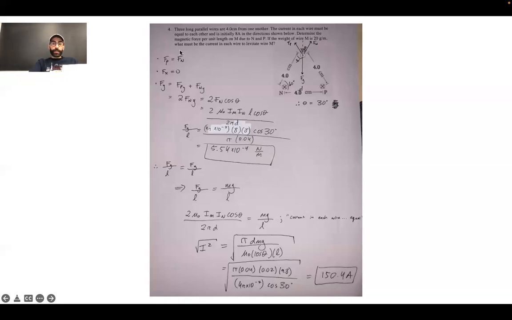We need to be able to make it such that FP is equal to FN. Otherwise, if FN was greater than FP, we know this wire right here would be floating upwards to the right. We know that's not the case. We know it's stuck here. Additionally, we know that the x components of both of these forces cancel each other out. They're equal and opposite per the fact that they have the same current and they're the same distance away and the rest are constants, right? So there are those x components of the force, but we don't have to worry about them. They cancel each other out.